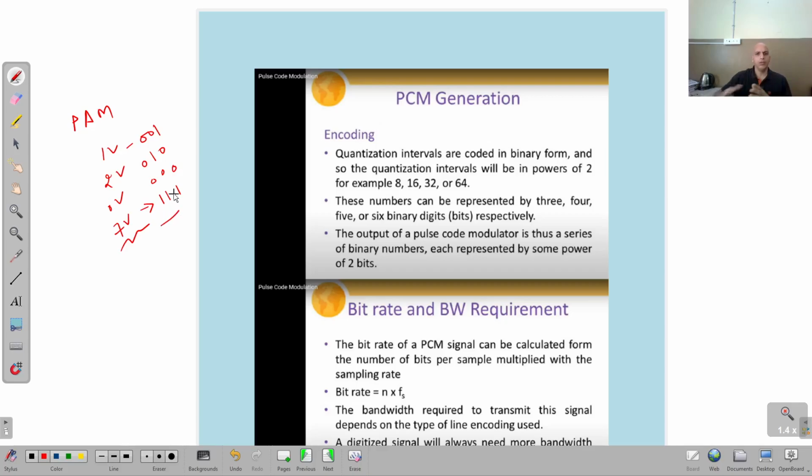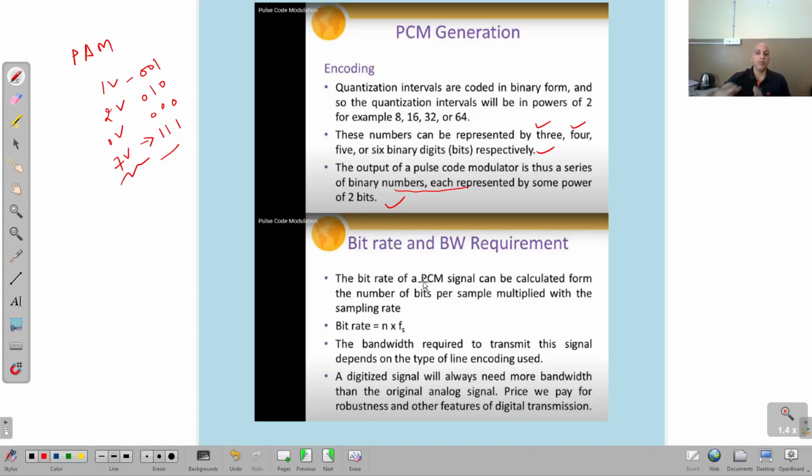This is the way. You can see here quantization intervals are coded in binary form, and so the quantization interval will be a power of 2, as I told you, depending on how many bits we are using. These numbers can be represented by 3, 4, 5, 6 bits respectively. The output of the pulse code modulator is thus a series of binary numbers, represented by some number of bits, right? Now the next is bit rate and bandwidth requirement.